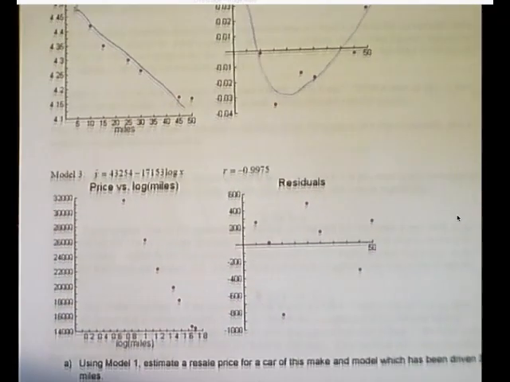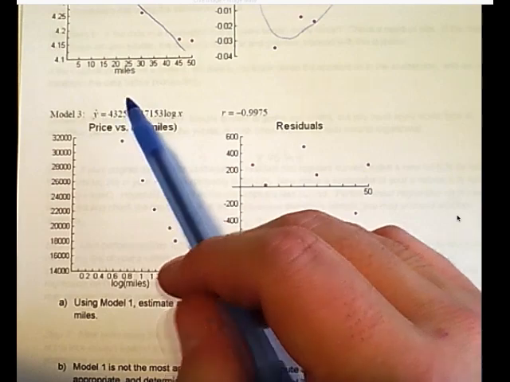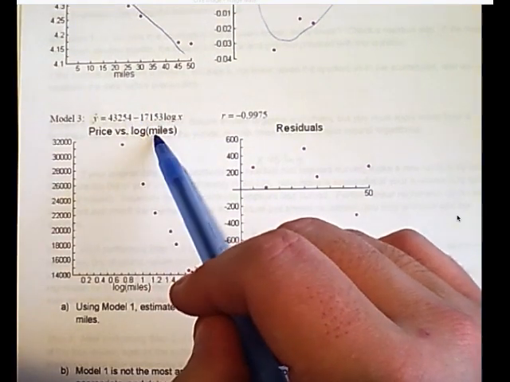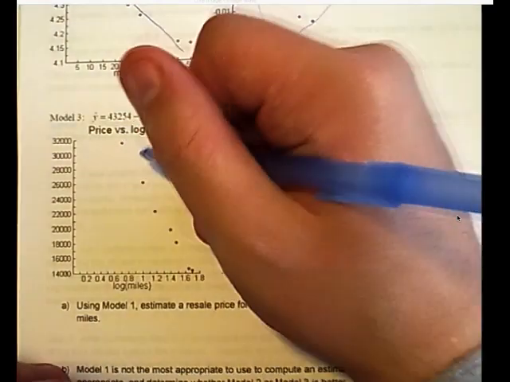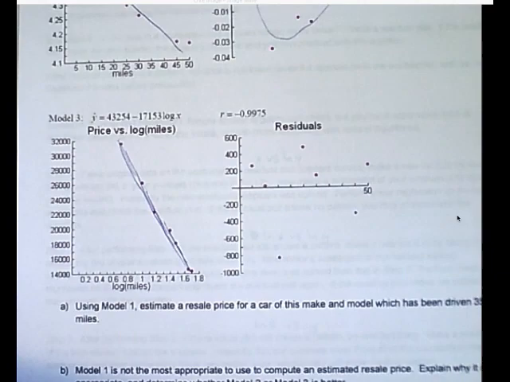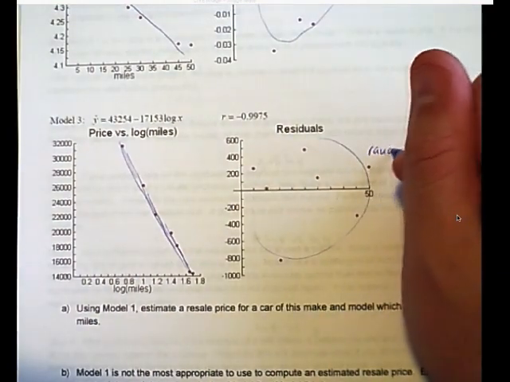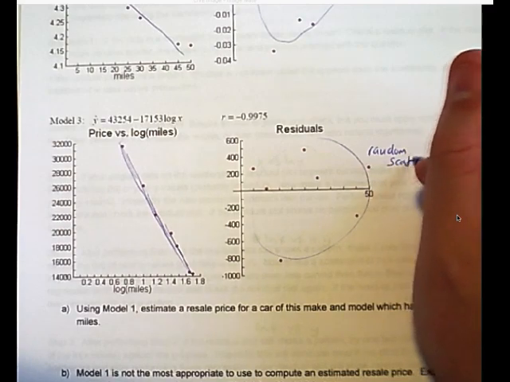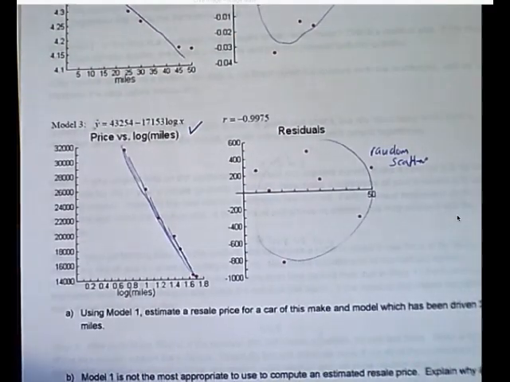So I probably wouldn't use this model either. Now, what about if they looked at the log of the x values versus the y values? Well, this data looks very linear. Looks almost like it's in a straight line, which is good. And the residual plot shows random scatter. So of these three choices, that's definitely the best one to use.